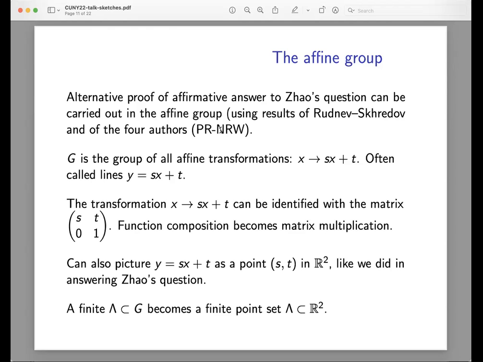Now, to visualize what's going on, a lot of people have been doing this decades before us. You can visualize the affine group as points on the plane. So (s, t), which is an affine transformation x goes to sx plus t, you can also think of as the point (s, t) on the plane. So there is this duality: a set of affine transformations corresponds to a set of points in R squared.